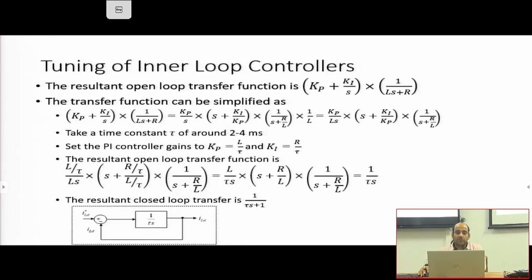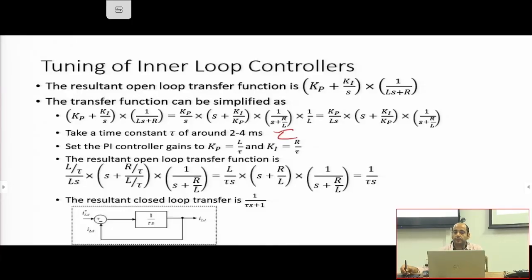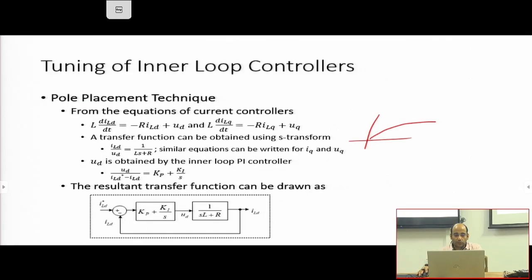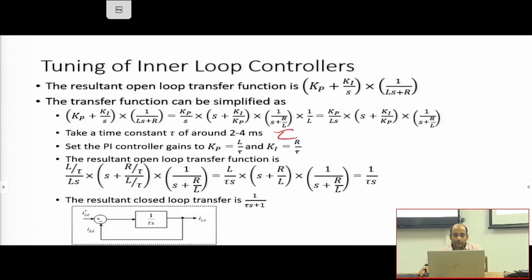Usually for an inverter, because the inverter is very fast, we can choose a time constant of our interest, like 2 to 4 millisecond. So let's say that time constant is tau. Now what you do, you put Kp equal to L by tau and put Ki equal to R by tau, and you just put it again in this rearranged form. So you see everything will cancel out, and at the end you will get a simple 1 by tau s. So your controller multiplied by this becomes a simple first order transfer function, a simple 1 by Ls transfer function, right?